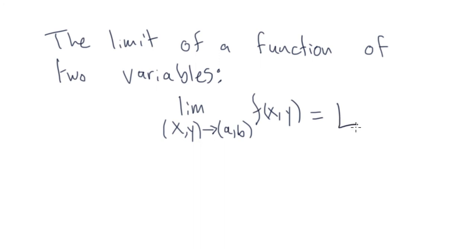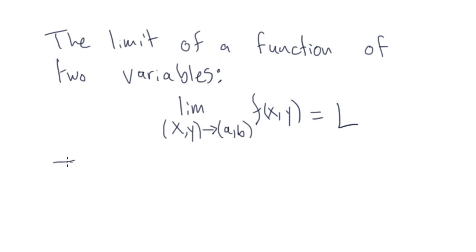So we're going to see that it's a little bit more difficult to define limits in terms of functions of two variables, and even more difficult for functions of more than two variables. So what we're going to do is go back to the definition of the limit. So the limit of a function of two variables is equal to a number L.